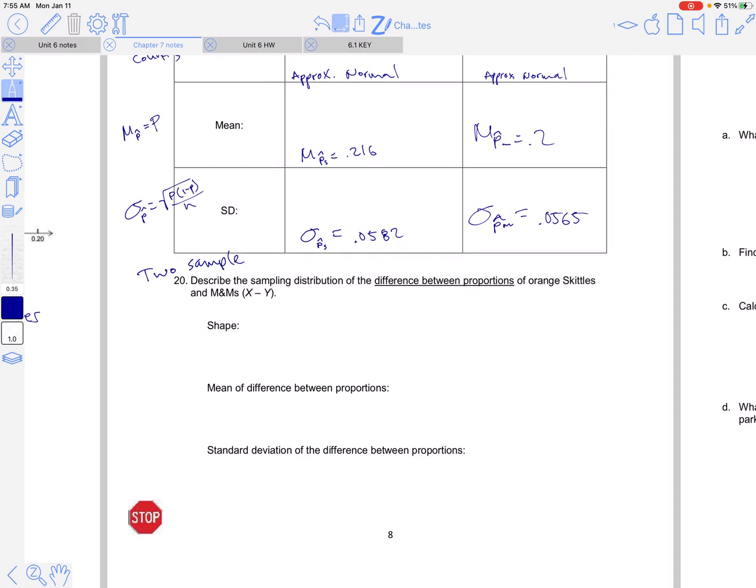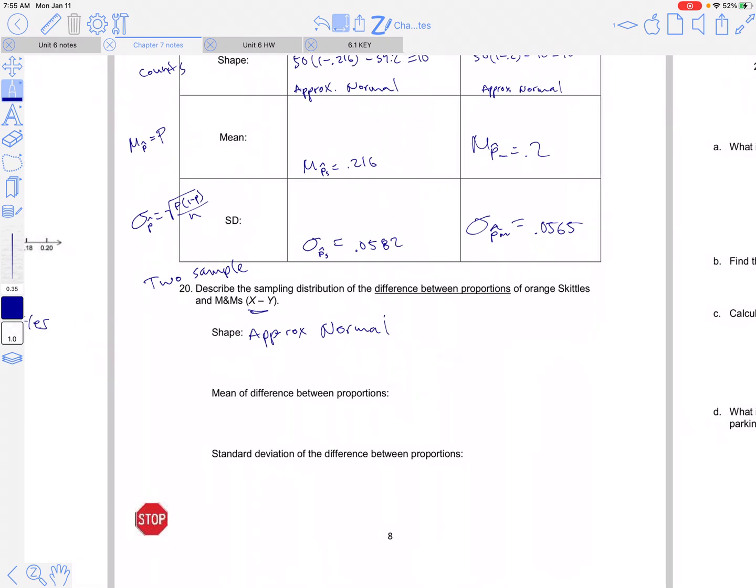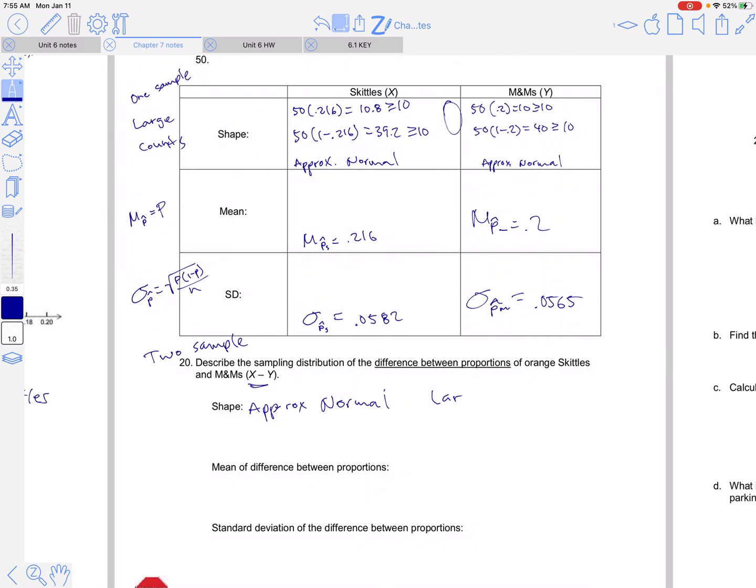So if you subtract, I want you to think about that. If you subtract values, and the original shape of x is approximately normal, and the original shape of y is approximately normal, and you take each value and subtract those, the shape's going to stay the same. So it's approximately normal. And if you just skip that top box and jump straight to 20, you'd have to check large counts for both. So you'd have all 4 of those values, all 4 of these down here.